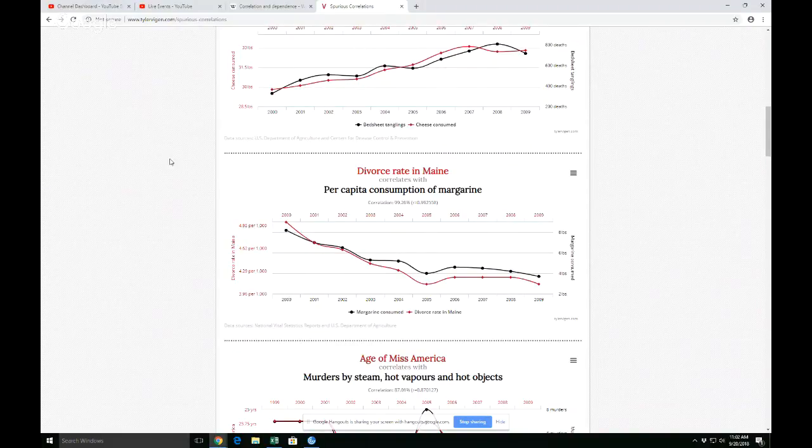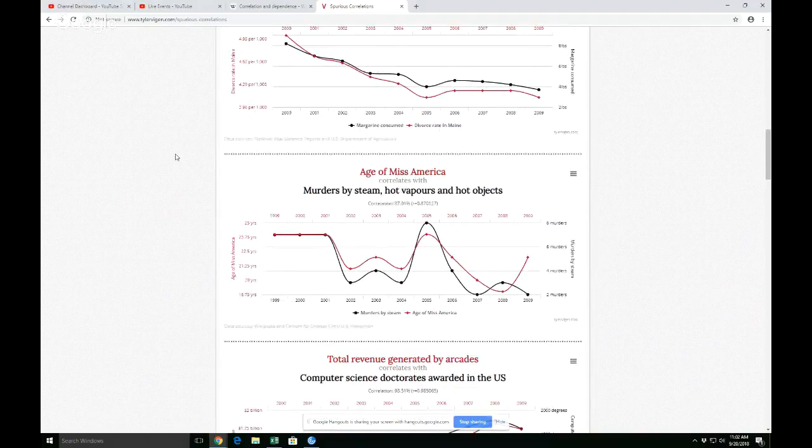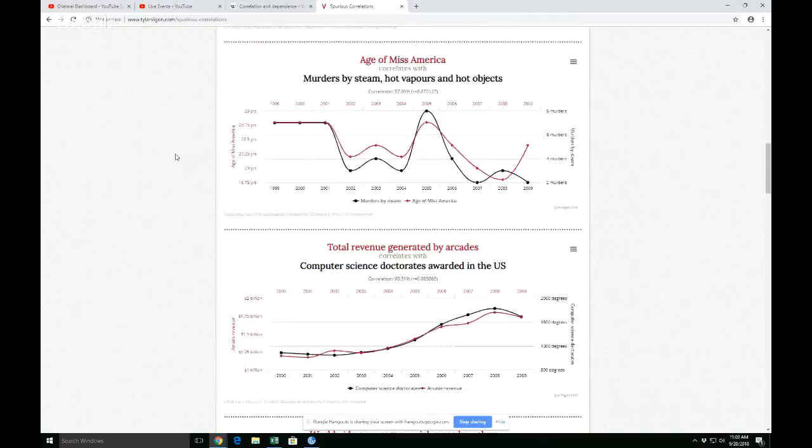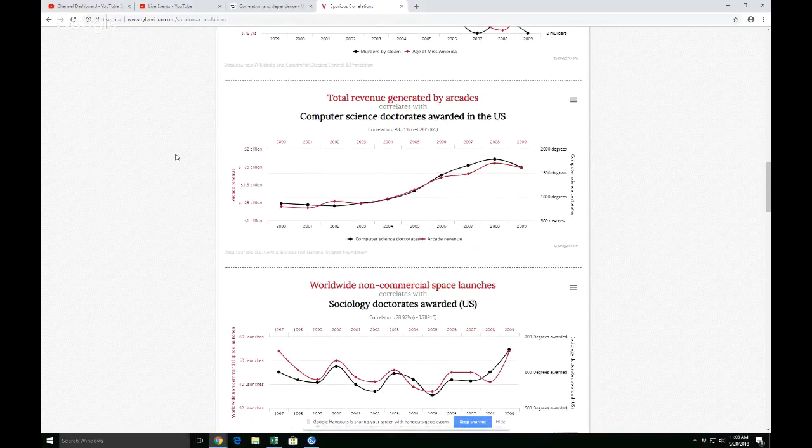Once again, these are some great examples. Oh, this is a great one. The age of Miss America correlates with murders by steam, hot vapors, and hot objects. Very nonlinear correlation, but clearly we like younger women to save us from dying from hot vapors. These are some fun little graphs, but the idea here is just because there is a relationship does not mean that one variable causes the other.